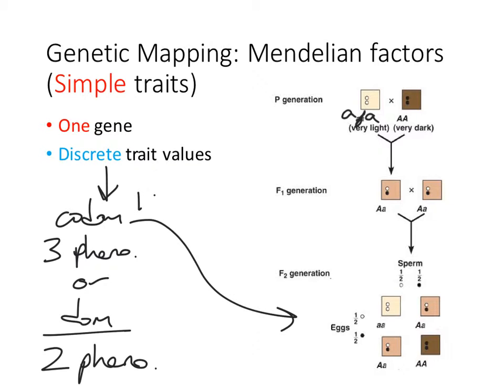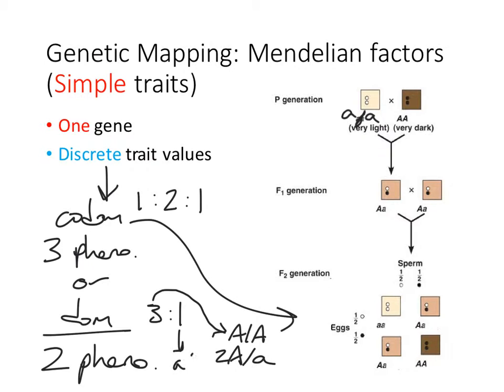So in codominance, you see a 1 to 2 to 1 ratio of phenotypes. What would the ratio be if there was simple dominance happening? The phenotype ratio for simple dominance would be 3 to 1. Those 3 would be, in the case of simple dominance, the homozygote and the 2 heterozygotes. And the 1 would be the homozygous recessive genotype.